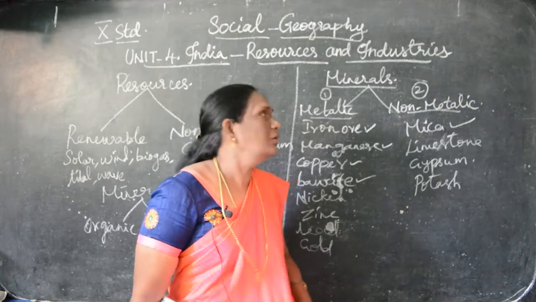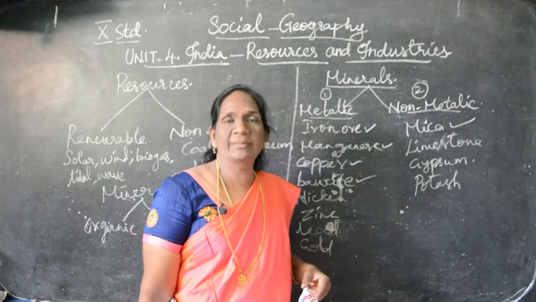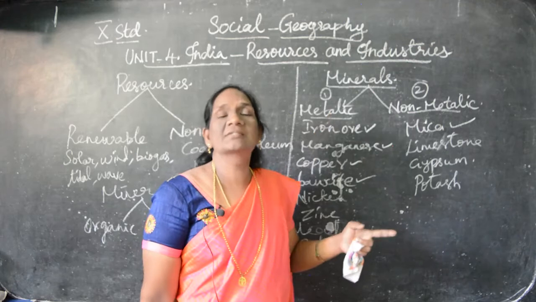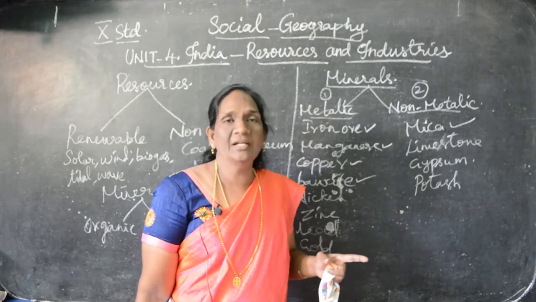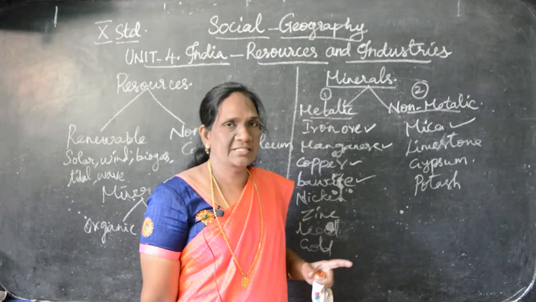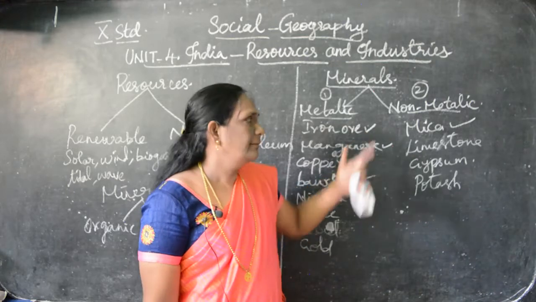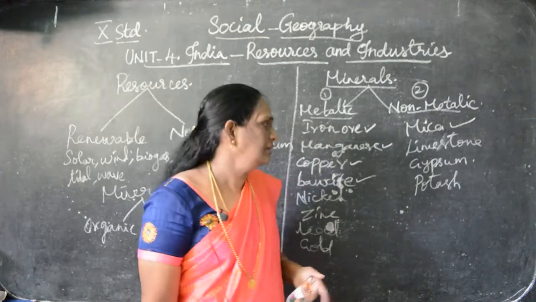Understand? Now we are going to see about the non-metallic minerals. They are called so because they don't have metal. They are soft in nature. Examples we saw: mica, limestone, gypsum and potash.